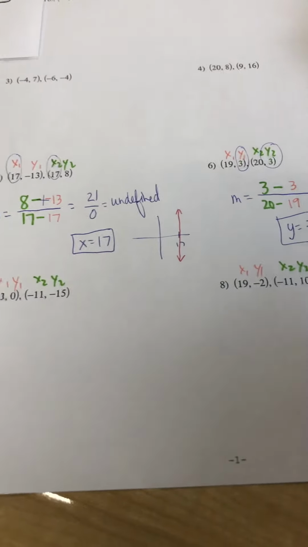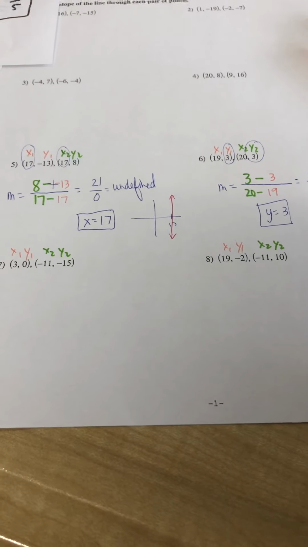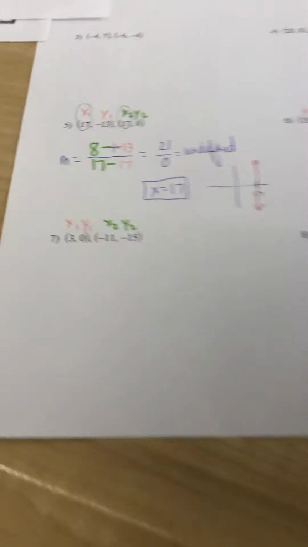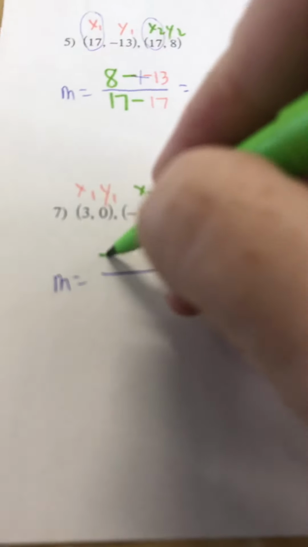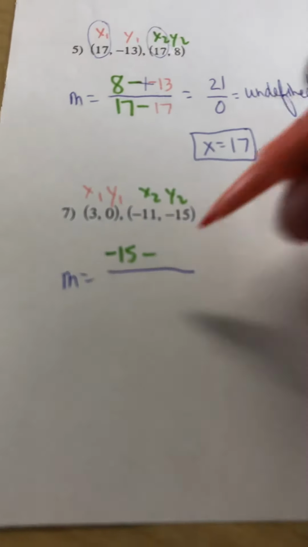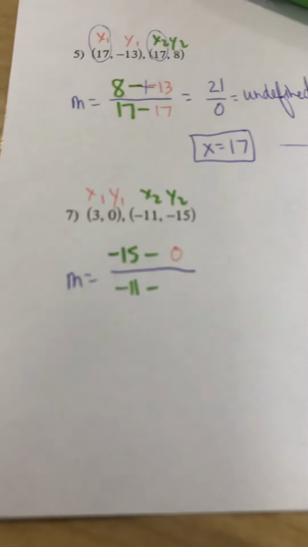Okay, these two, though, that you tried should have been more basic, so let's see how you did with those. You can pause it if you haven't already. So we would do negative 15 minus 0 and negative 11 minus 3.